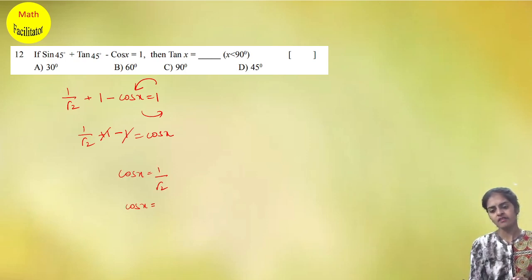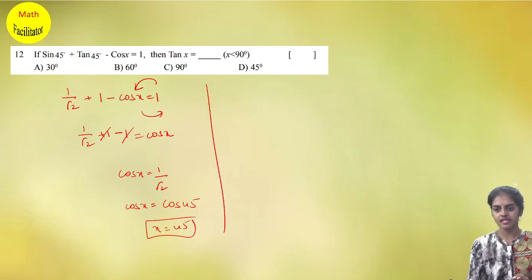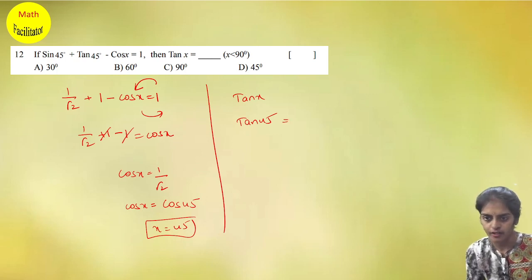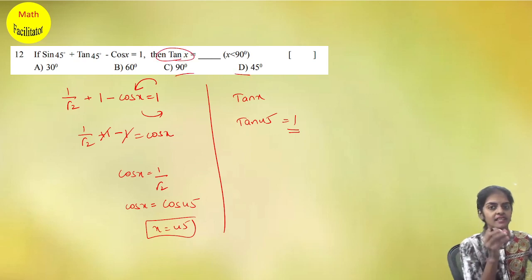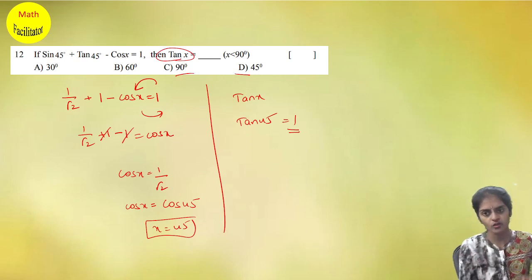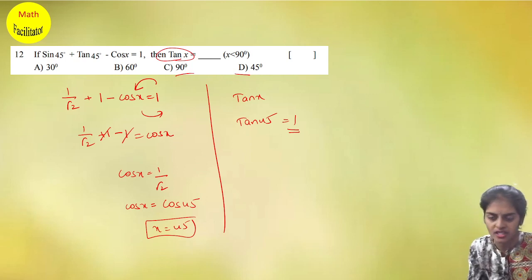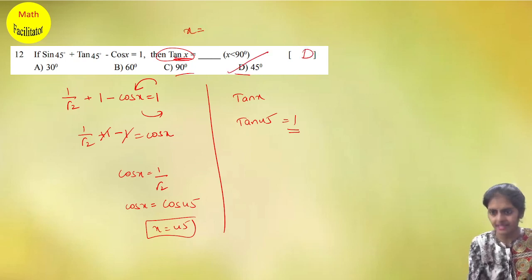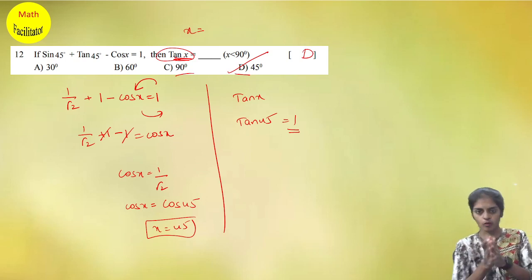So for which value of cos will you get 1 by root 2? Cos 45 is 1 by root 2, isn't it? So x will be 45. If x is 45, what is tan x? Tan x is nothing but tan 45. Tan 45 is 1. Here actually the question they are giving you the angles, which is wrong. Tan x can never be equal to any angle. Tan x should be equal to some value. So here the question is wrong. This should be: x is 45 degrees will be the correct answer. Tan x will be 1. I hope you are understanding.